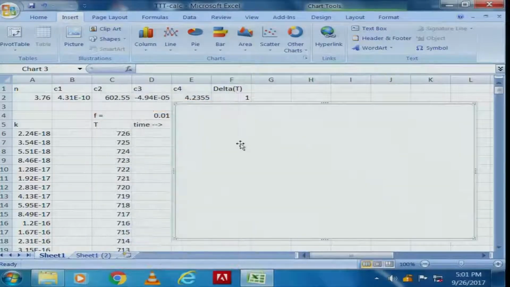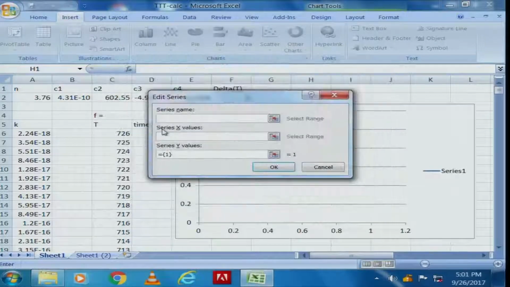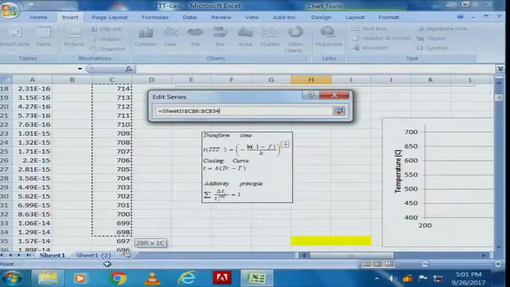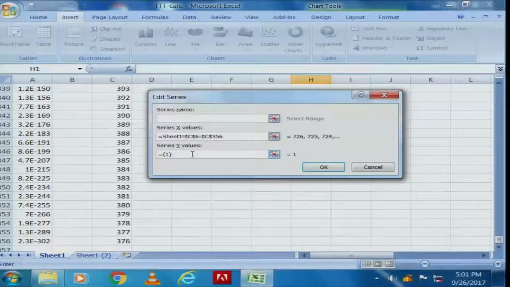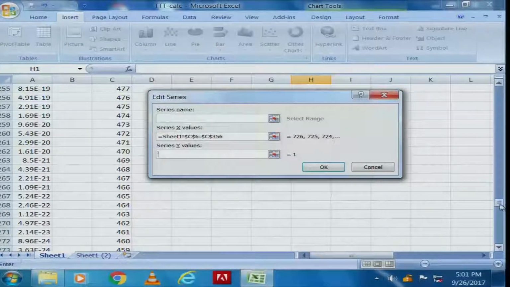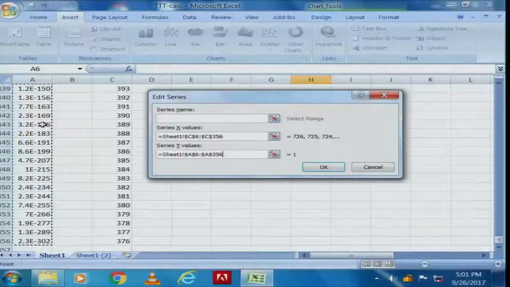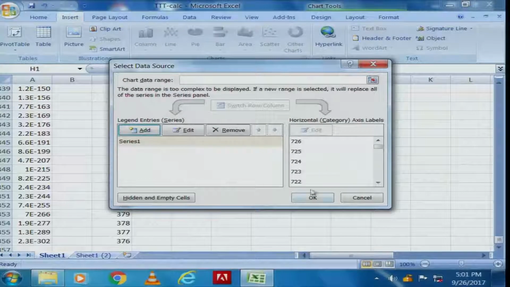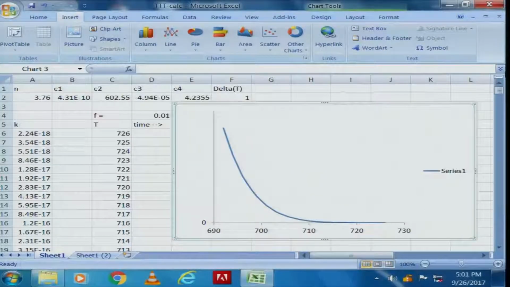No, I have already, sorry, I click on this select data in the plot, add a graph, and first add the x values. My x values are going to be temperature, and then add to the y series the K values and click OK, and let us look at what kind of a graph I got.